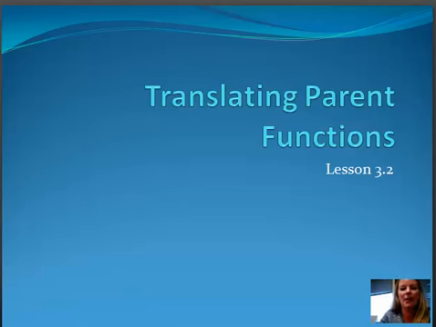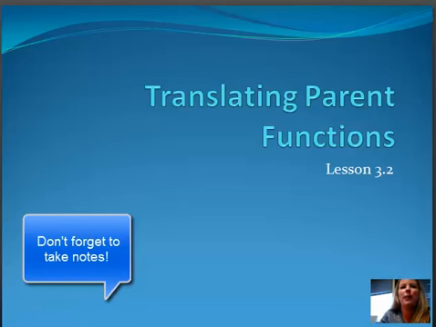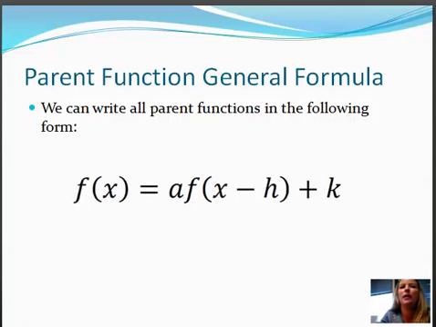Okay, so today what we're going to talk about is translating parent functions. So we've learned about all 8 of the parent functions, and now we're going to talk about how we can move them and how they're related to each other when they get moved. Okay, so we have a formula for translated parent functions.